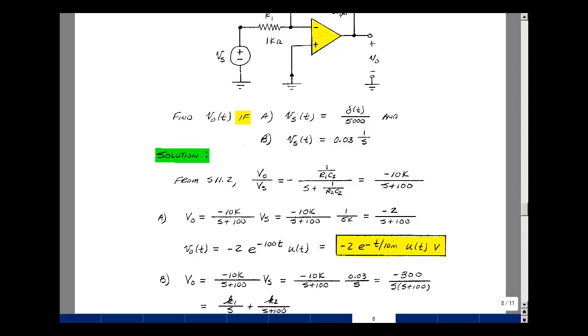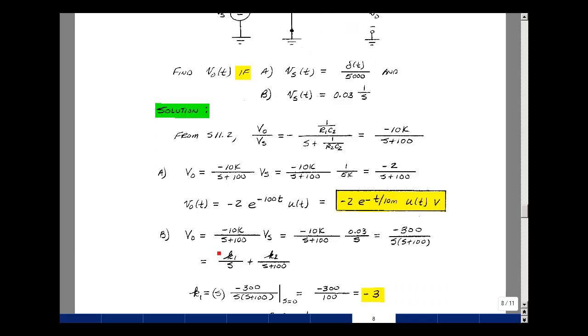And the inverse Laplace transform of that is minus 2 times e to the minus 100t times u of t. The time constant is the reciprocal of 100, that's 10 milliseconds, and so our output for this impulse input is minus 2 times e to the minus t over 10 milliseconds times u of t, and the units are volts.